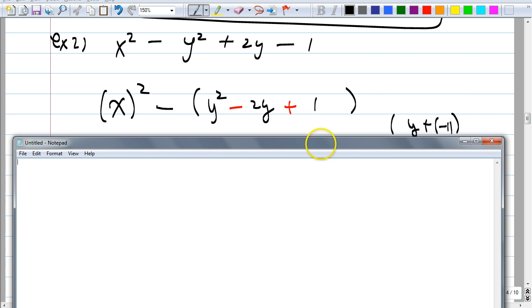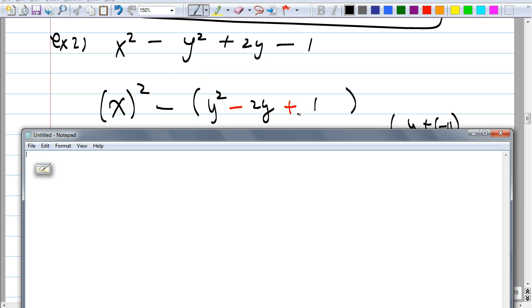Very good. You remember to write the opposite, right? We had negative y squared plus 2y, negative 1. Now it just becomes the opposite, right? Because you're factoring out a negative 1. Isn't that right? Okay, then, Viviana, what does that last three-term become?